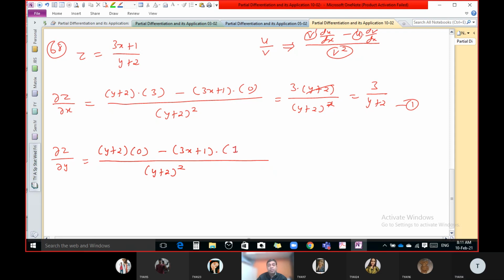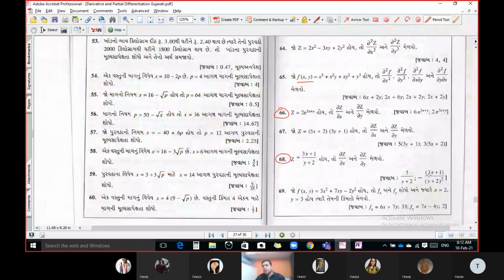1. Perfect. So my final answer. Now here 0 into anything is 0. So my answer is minus 3x plus 1 upon y plus 2 the whole square. And here nothing is possible to cancel. This is our final answer. So minus 3x plus 1 upon y plus 2 the whole square, that is my final answer.